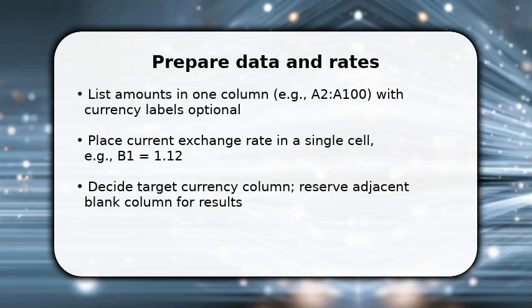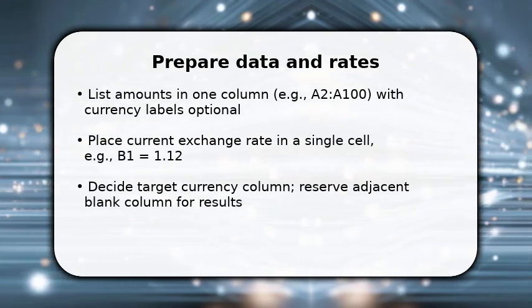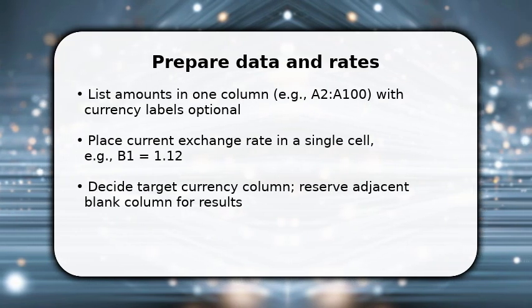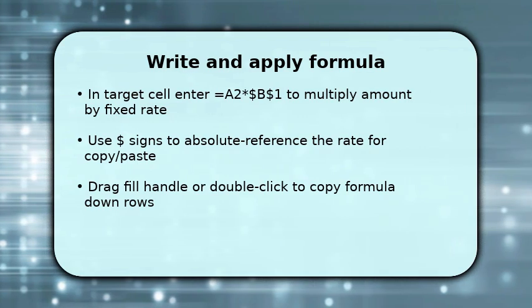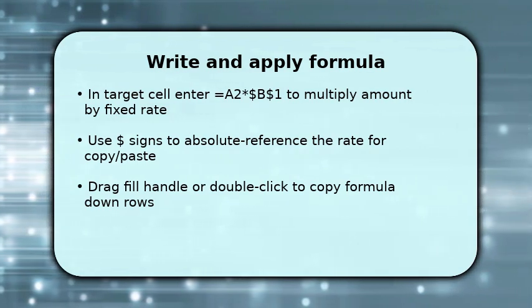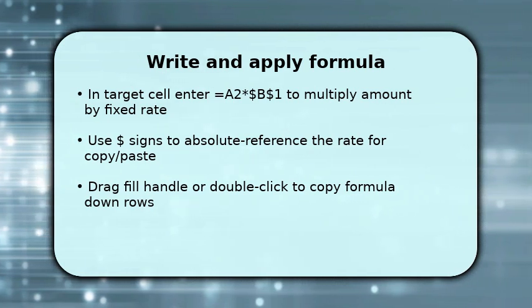Now you're ready to write the first formula that multiplies each amount by the exchange rate, and to lock that rate cell so you can copy the formula reliably. Now enter the core formula in the first result cell: equals A2 asterisk $B$1. The dollar signs lock the rate cell so every row uses the same live rate.